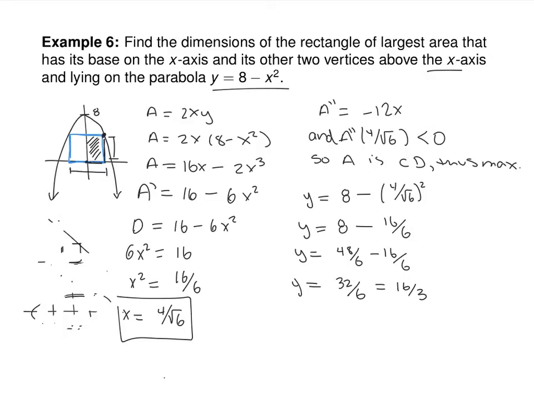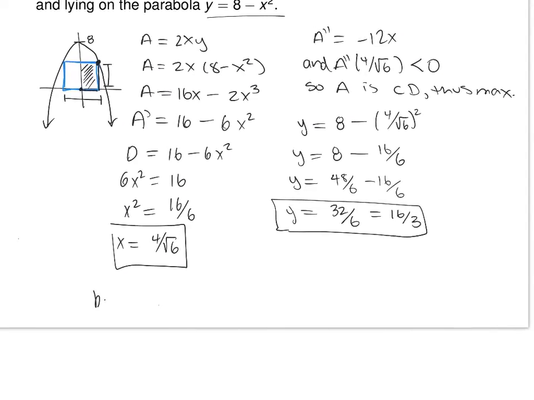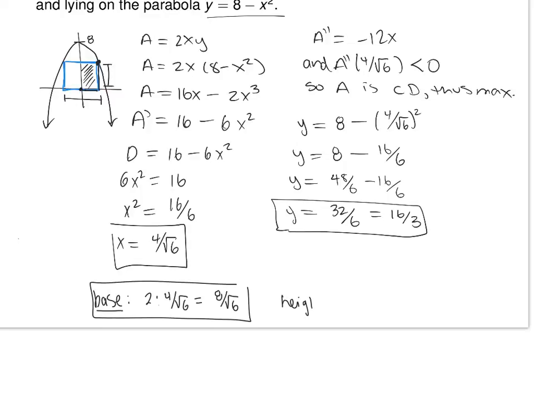Okay. Now the one tricky thing about a lot of these questions is making sure that you've answered what they've asked. They want the dimensions of the rectangle. So what is the base of the rectangle? Is it just 4 over root 6? The base is 2 times 4 over root 6, or 8 over root 6. That x just found the distance from the origin over, right? So just be careful about stuff like that. And then the height is just that 16 thirds.